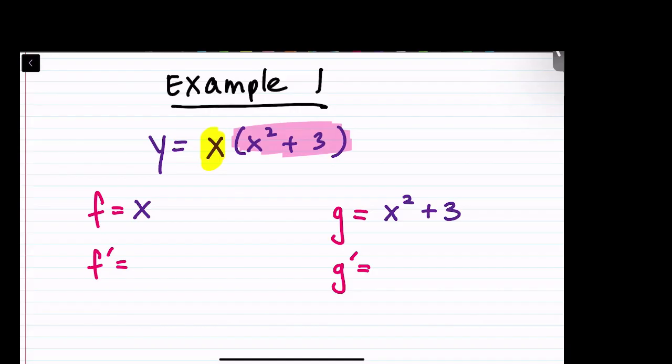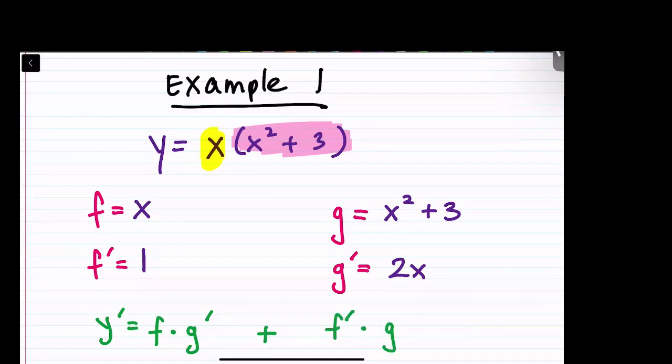Next, take the derivative of each using the power rule. The derivative of x is 1. Derivative of x squared plus 3 is 2x. Now that we've identified our four components, let's plug them into our derivative formula. So remember earlier, our derivative formula for the product rule is f times g prime plus f prime times g. Simply plug in these four components into this formula.